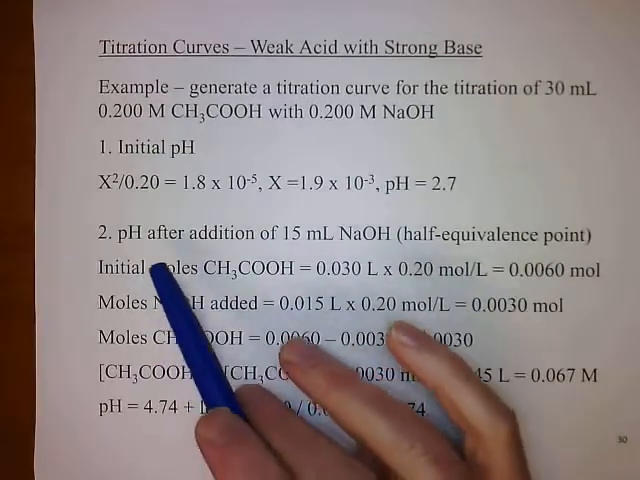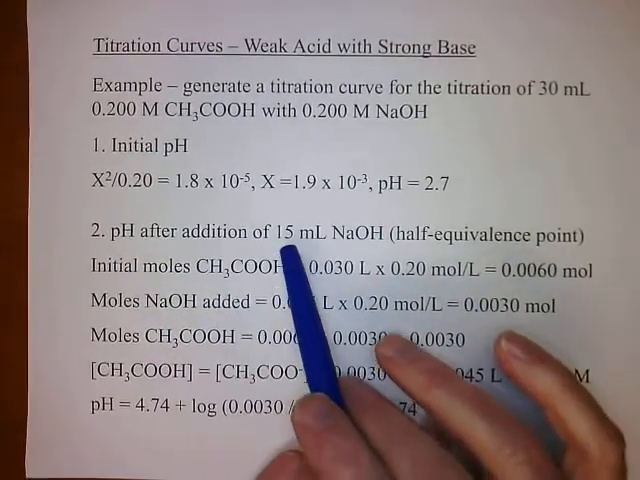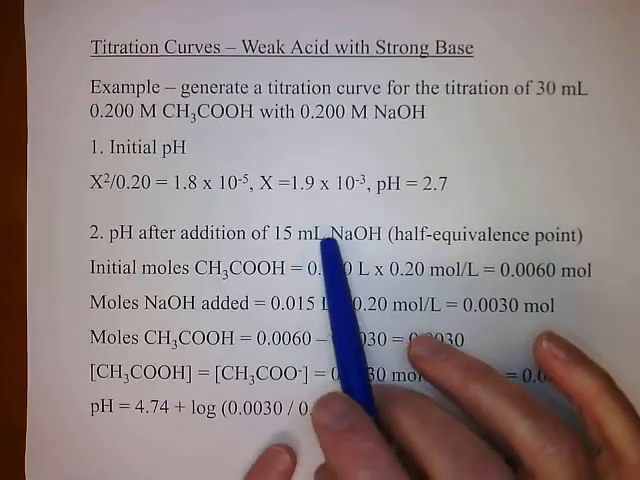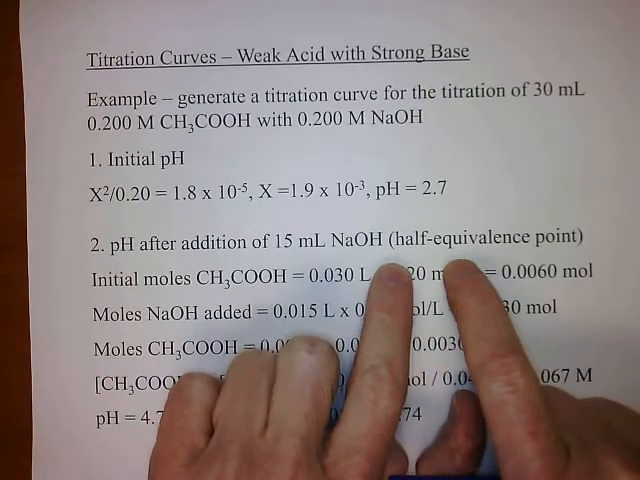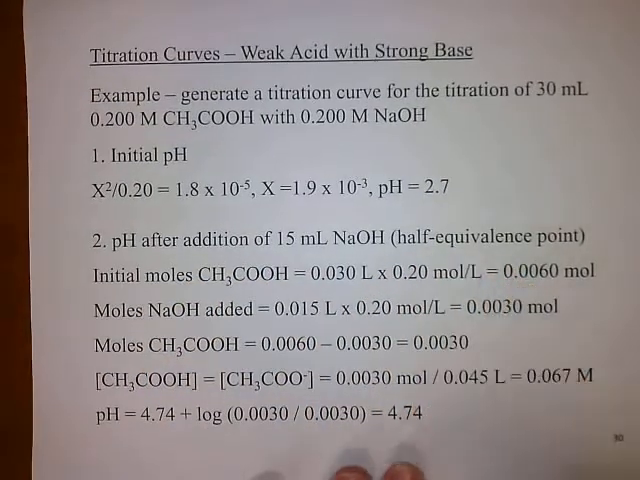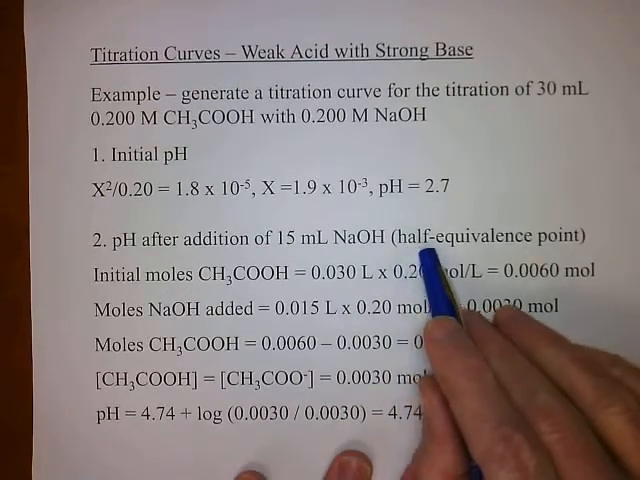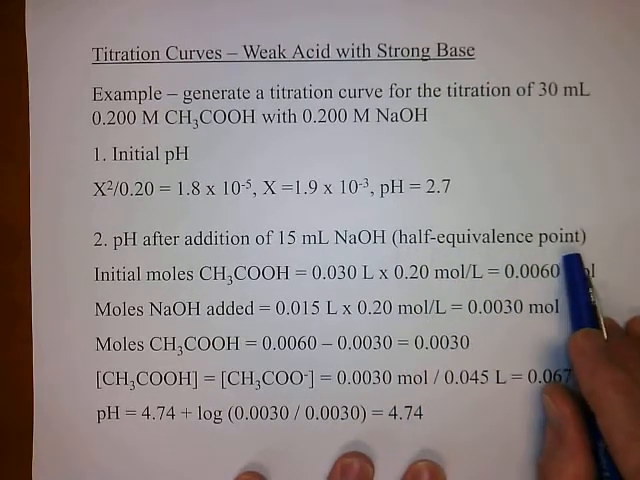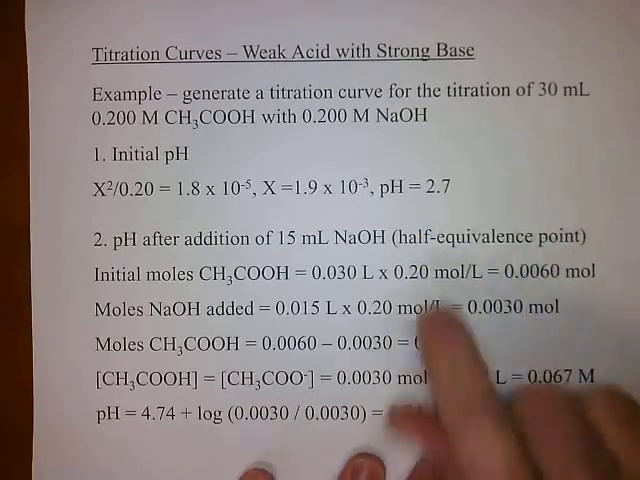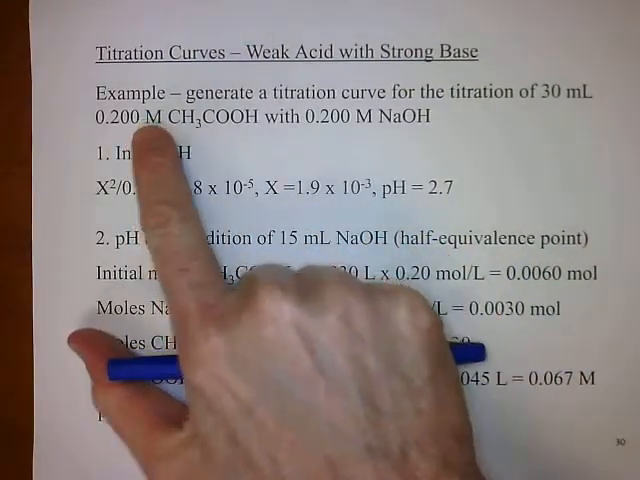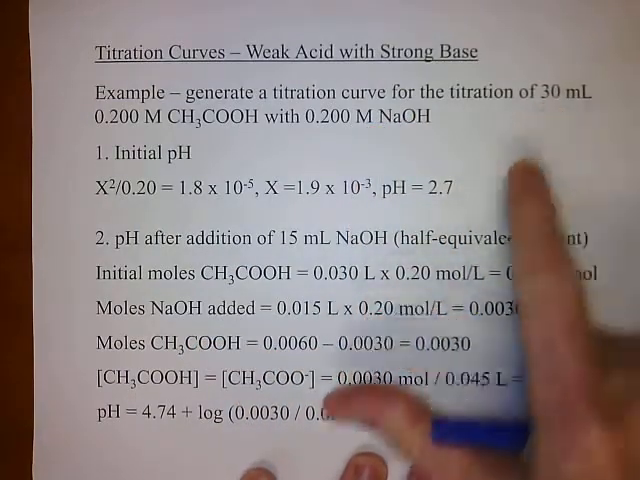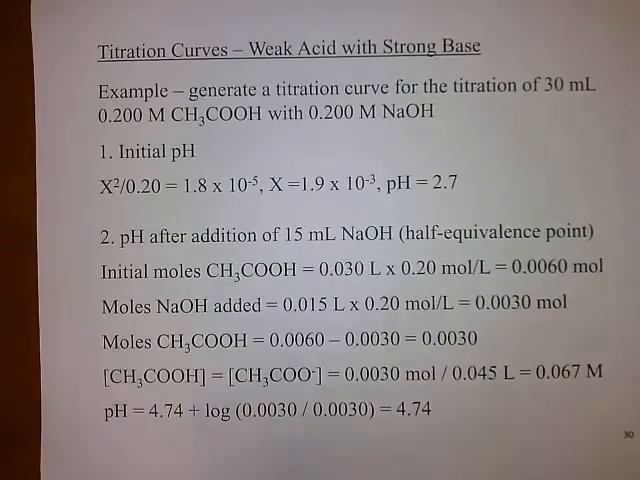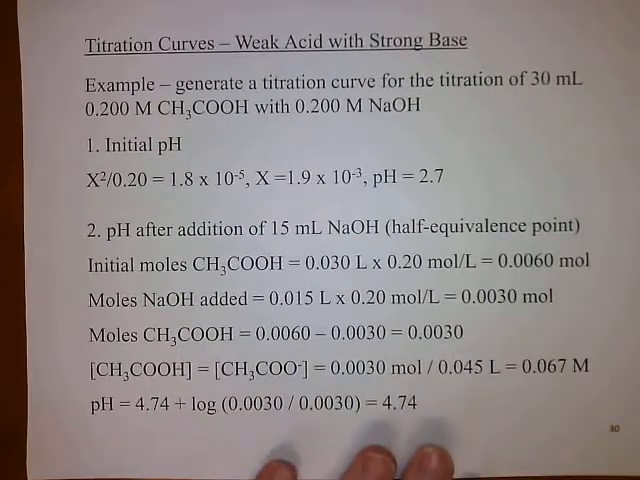Okay, now, the second part is let's calculate the pH after the addition of 15 mL of sodium hydroxide. Now, this is important. I'm going to show you how to do it the long way, but there's also an easy answer to this because this represents the half equivalence point. In other words, you've neutralized half the acid. How did I know this? Because they're the same concentration, and we started with 30 mL of acid. So it takes 15 mL of the base to get to the half equivalence point, right? So we'll see why this is important.